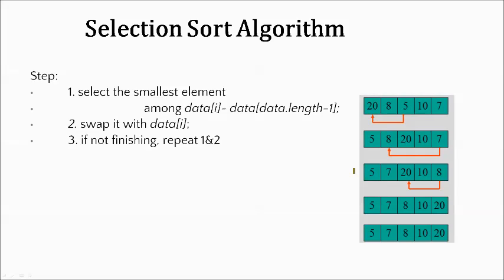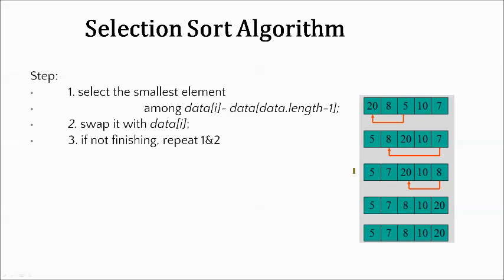So from the given illustration on the right side, as you can see, we have the given data set here: 20, 8, 5, 10, and 7. Now, what is the smallest value? 5. So what you have to do is interchange or swap 5 with 20. Next, second place, okay?